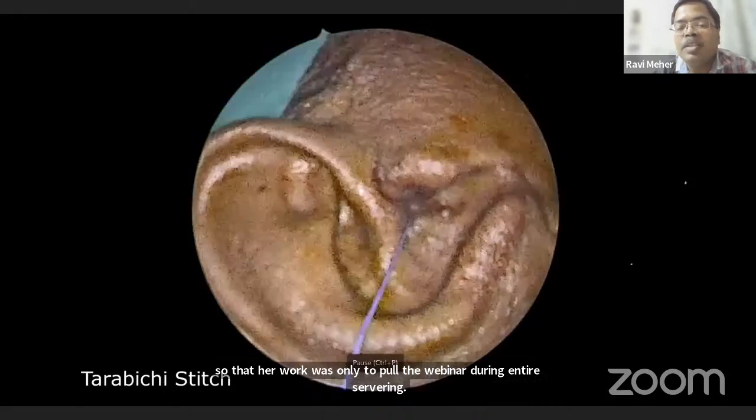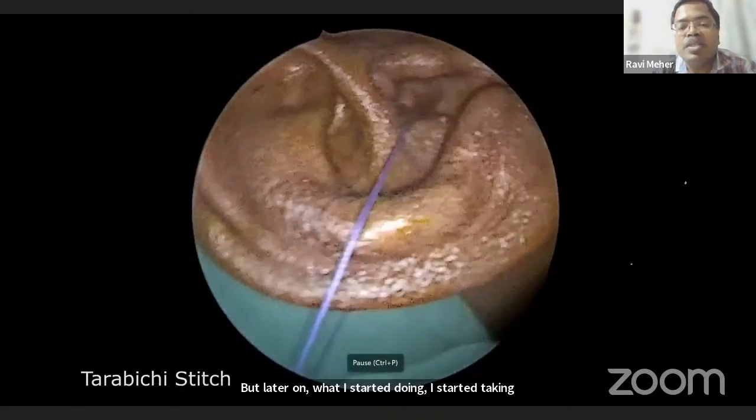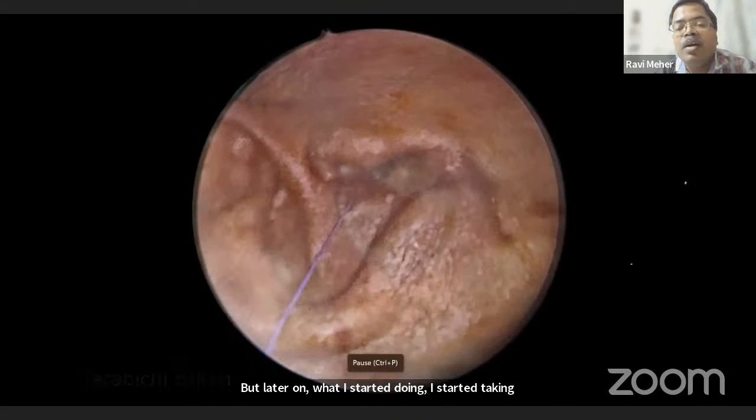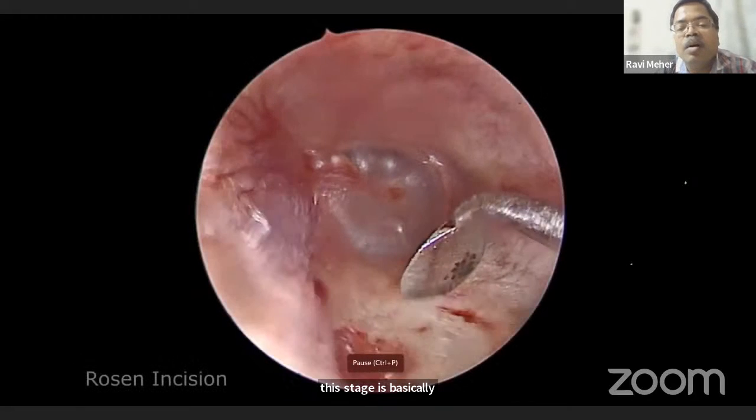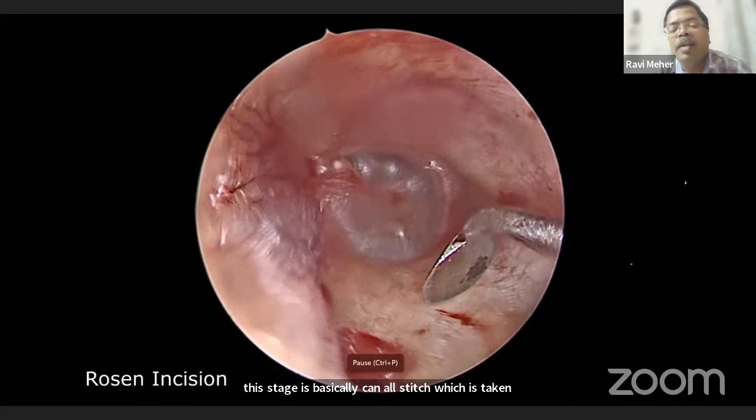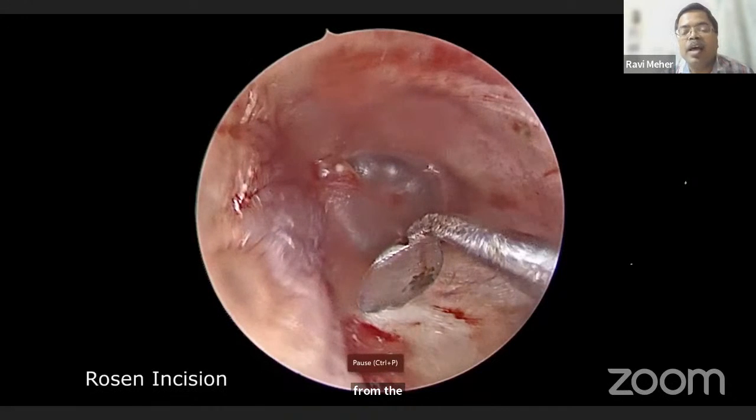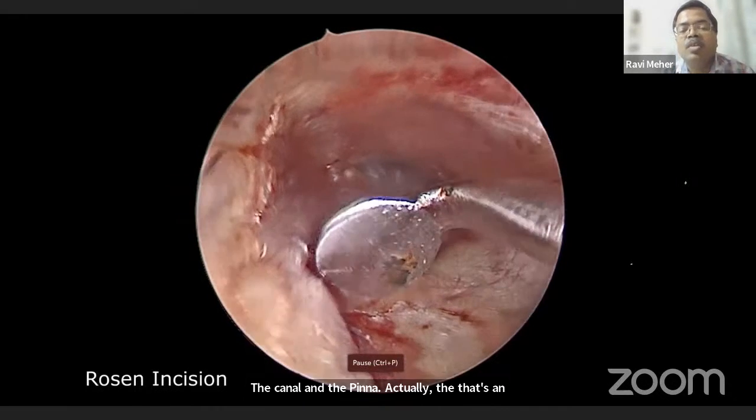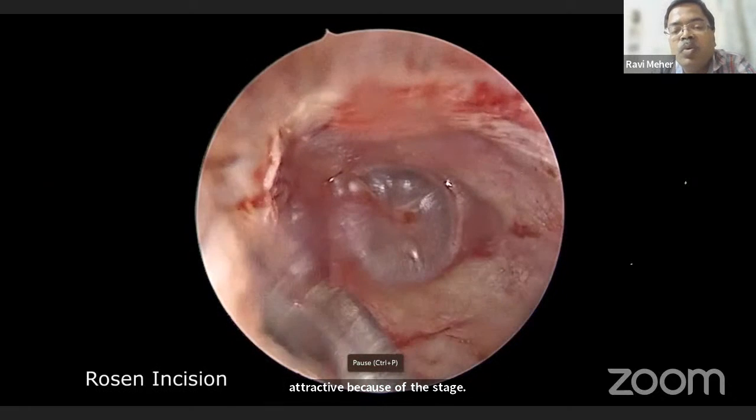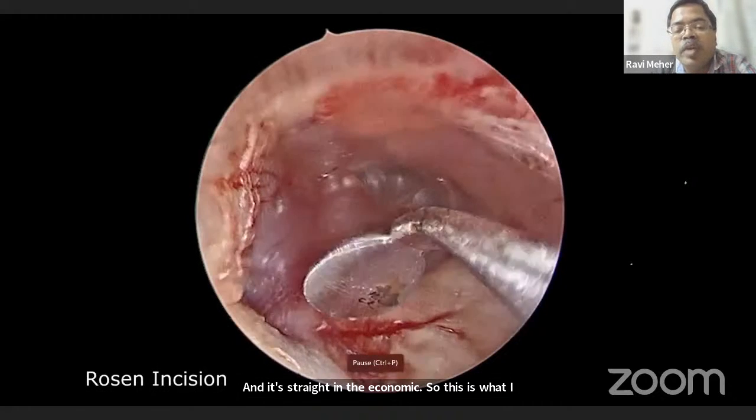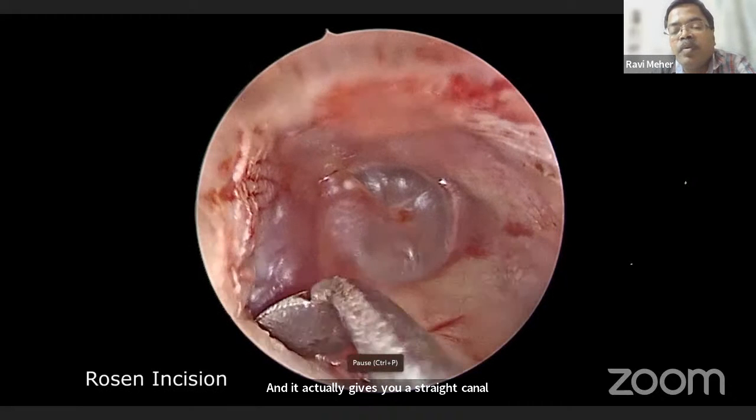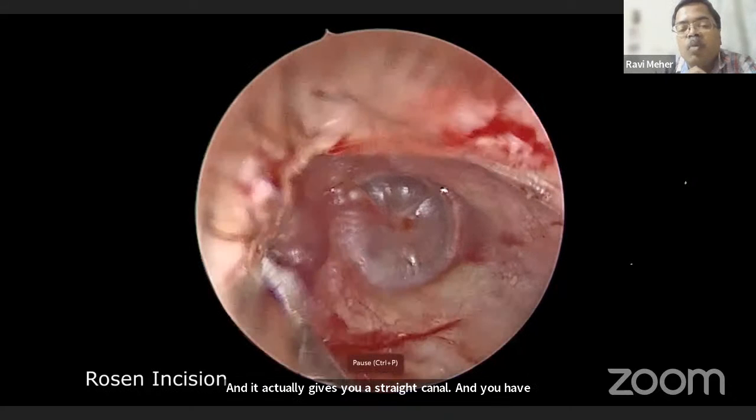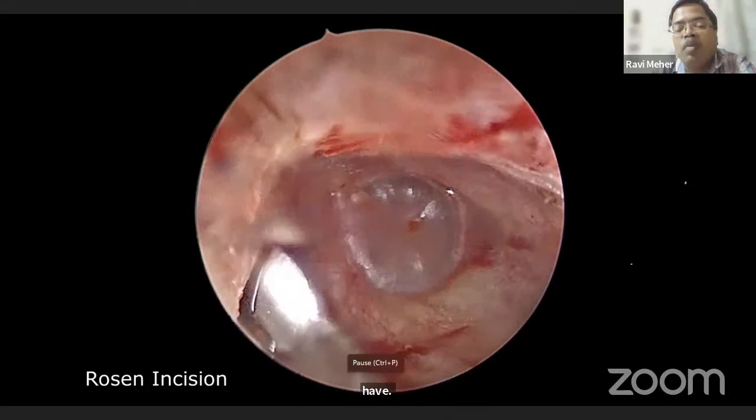But later on, I started taking this Tarabichi stitch. Tarabichi stitch is basically a canal stitch, which is taken from the cartilaginous portion of the canal, and it is then retracted. The canal and the pinna actually get retracted because of the stitch, and it straightens the canal. So this is what I have started doing now, and it gives you a straight canal, and you have good movement of the instruments and the endoscope without any problem, right?